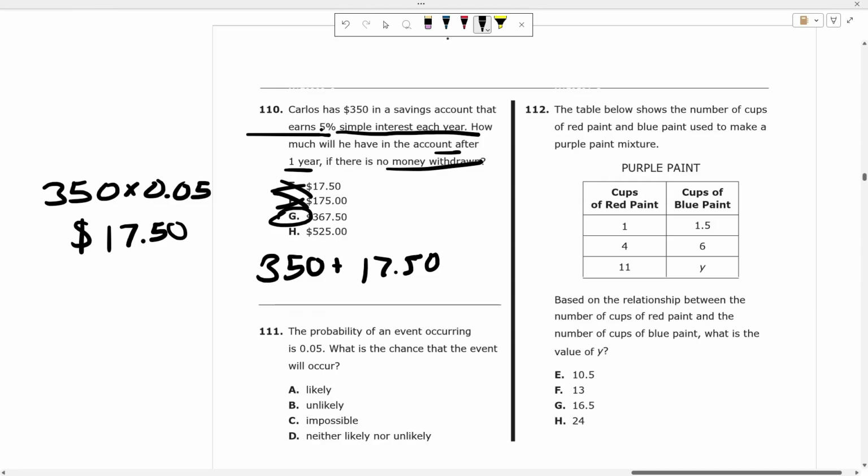But the point still stands. That's how you do simple interest. This is the percent that you're going to increase by, that the value of your account is going to increase by.